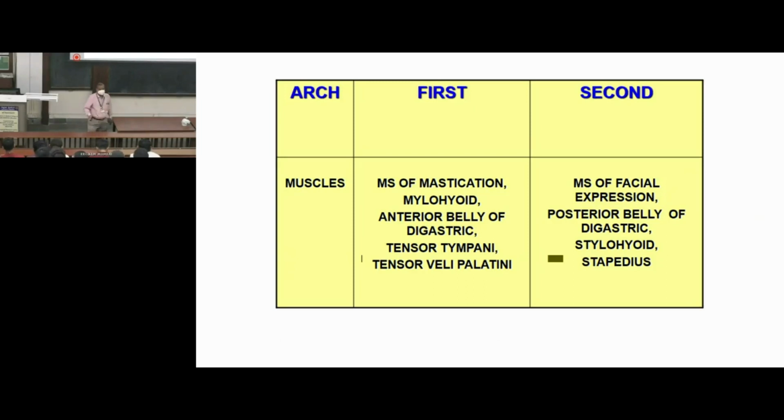Second arch, muscles of facial expression. You have already learned face and muscles of facial expression. Muscles of facial expression are actually, their side effects are facial expression, but their main effects are to, what are the functions of muscles of face? To protect the orifices that exist in the face, protect the sensory organs that are present in the face. That's the main function. So muscles of facial expression, posterior belly of digastric, stylohyoid and stapedius. These are derivatives of the second arch.